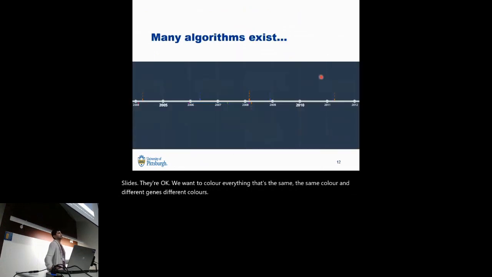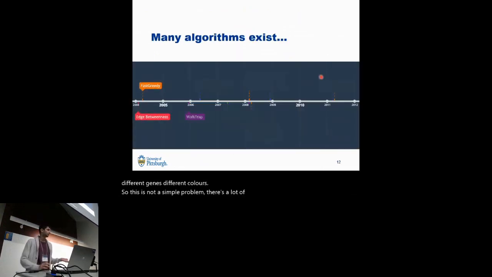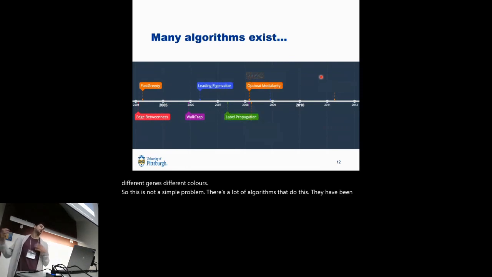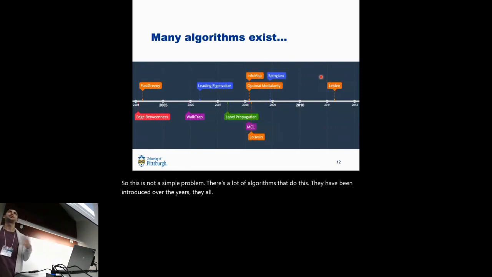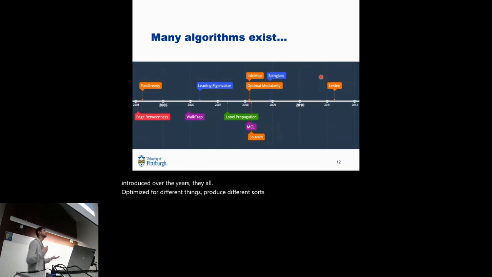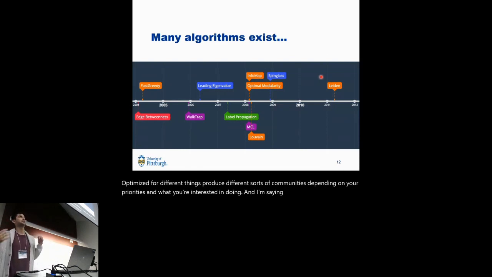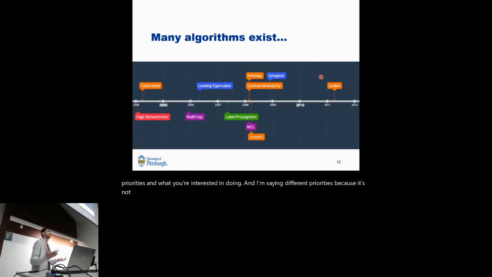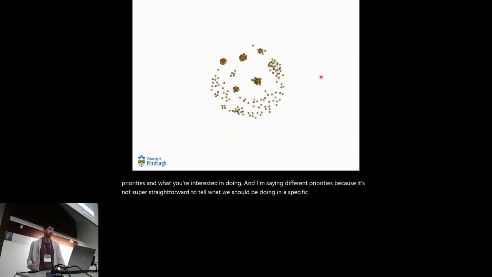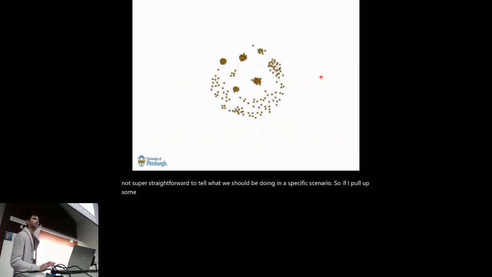So this is not a simple problem. There are a lot of algorithms that do this. They have been introduced over the years. They all optimize for different things and produce different sorts of communities depending on your priorities and what you're interested in doing. And I'm saying different priorities because it's not super straightforward to tell what we should be doing in a specific scenario.